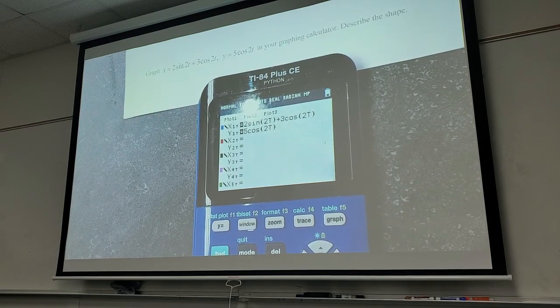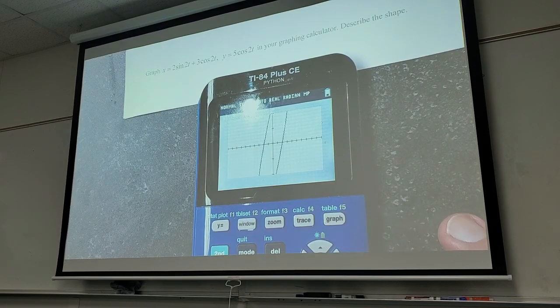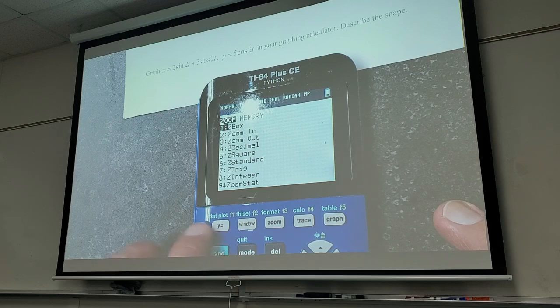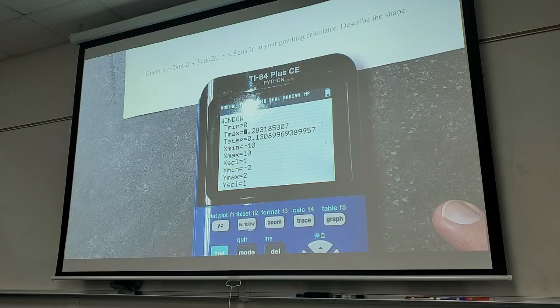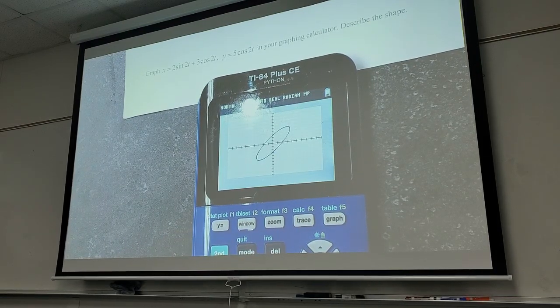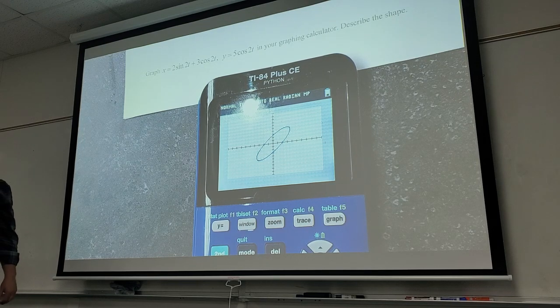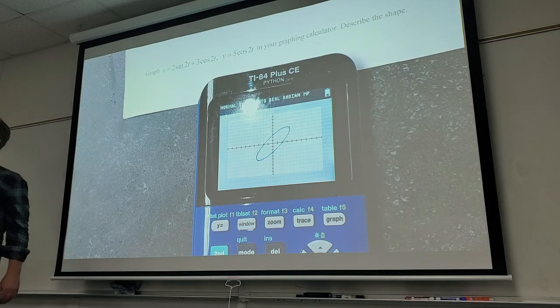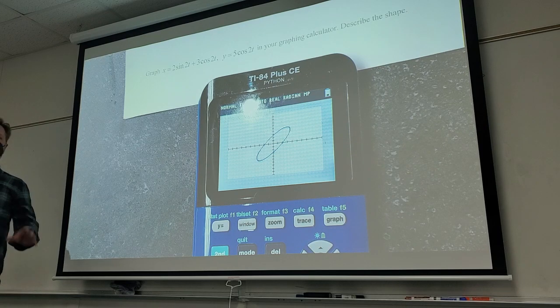Has anybody got a graph? Yeah, so if I zoom out, let's see if I just make the window out a little bit more. Oh, lines are crazy. I see. So what's that? That's an elliptical. What's interesting about it? Diagonal. Yes, it's been rotated, right?